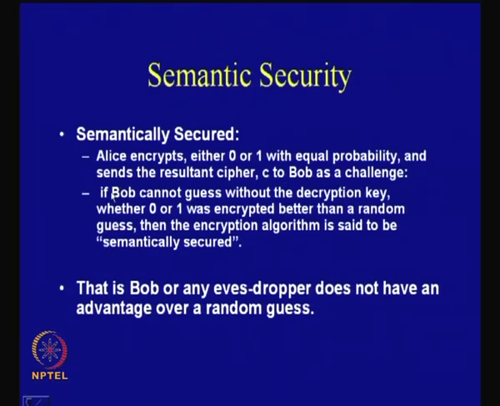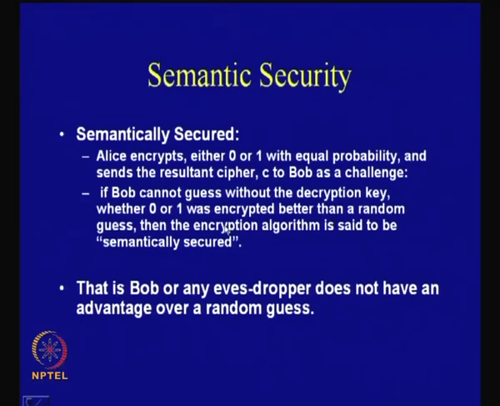Now Bob has to guess from the challenge, without the decryption key, whether 0 was encrypted or 1 was encrypted. If Bob is not provided with a ciphertext, then what will Bob do? Bob will simply guess. So when Bob is provided the ciphertext, he should not be able to guess any better than the random guess.